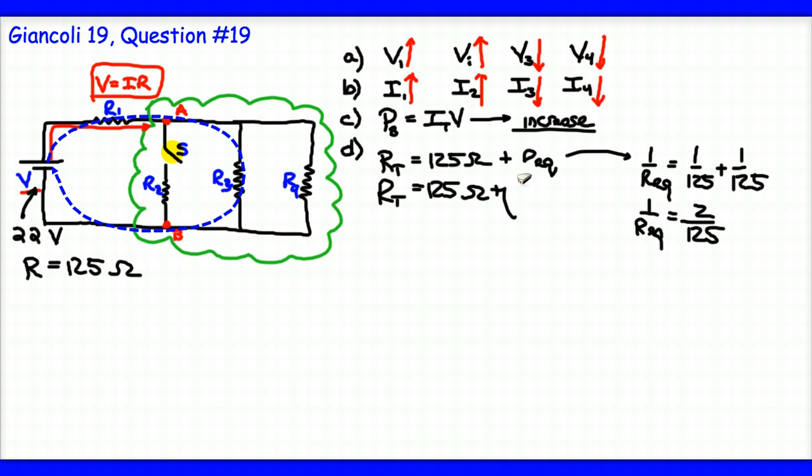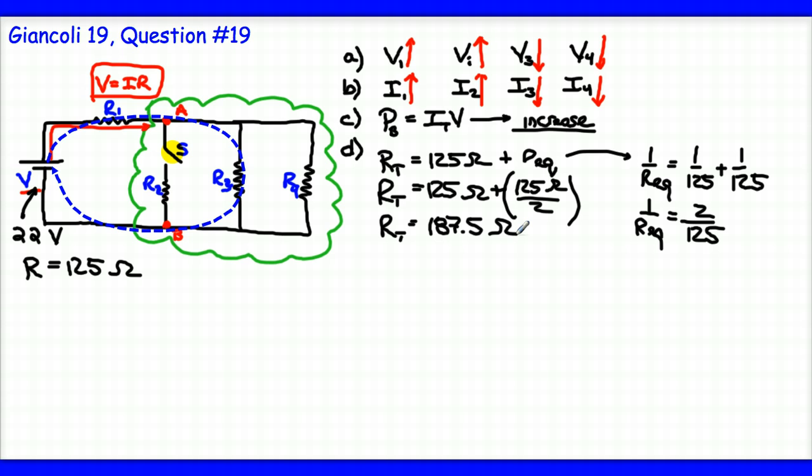So 125 ohms over 2. And when I do that, I'm going to get 187.5 ohms as the total resistance now in the circuit when the switch is open.